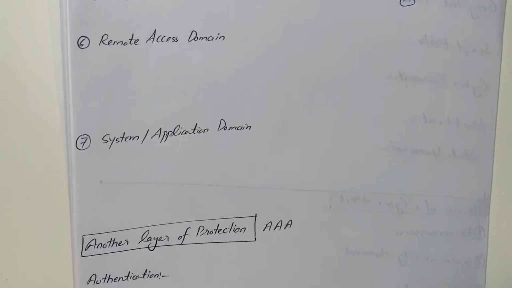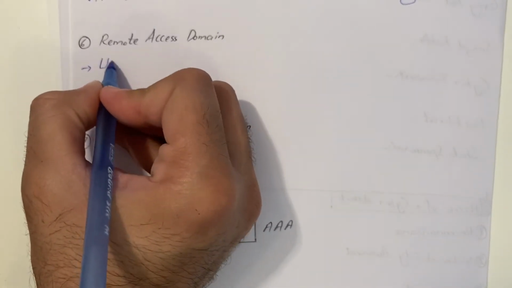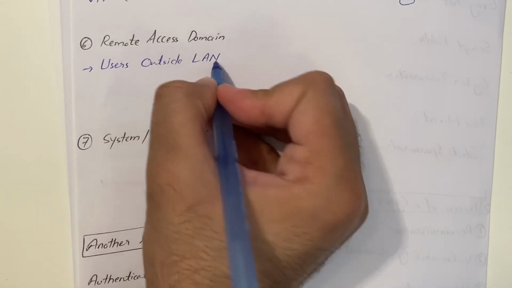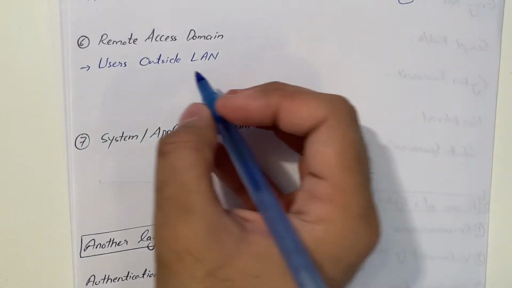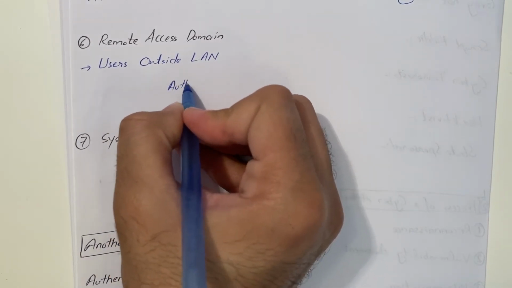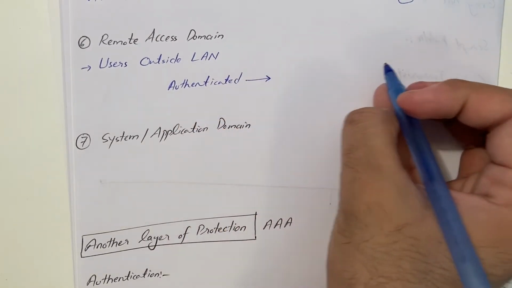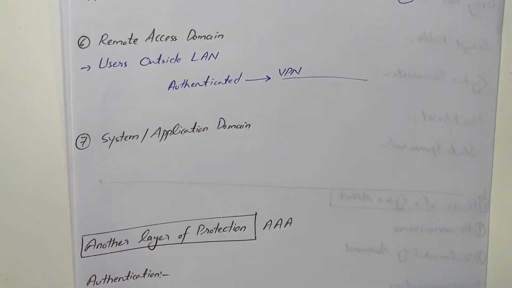Then the sixth domain is the remote access domain. The remote access domain includes mobile users, or users outside the local area network. Users who are outside of your local area network and want to access the organization's resources are called remote users. How exactly does it work? Firstly, remote users will be authenticated. After authentication, they can access the organization's resources via VPN.